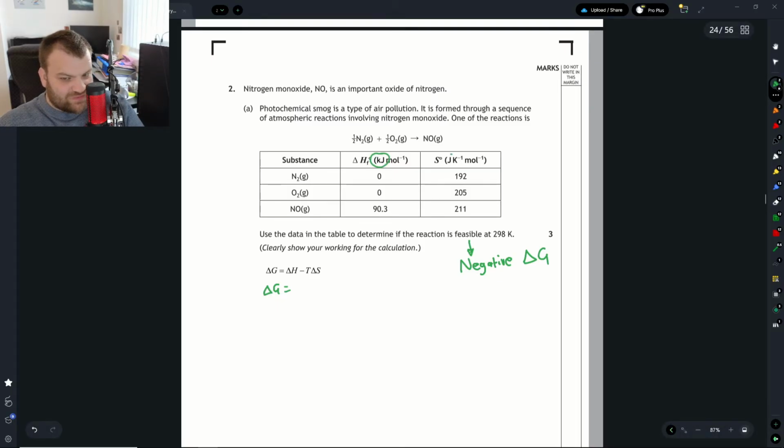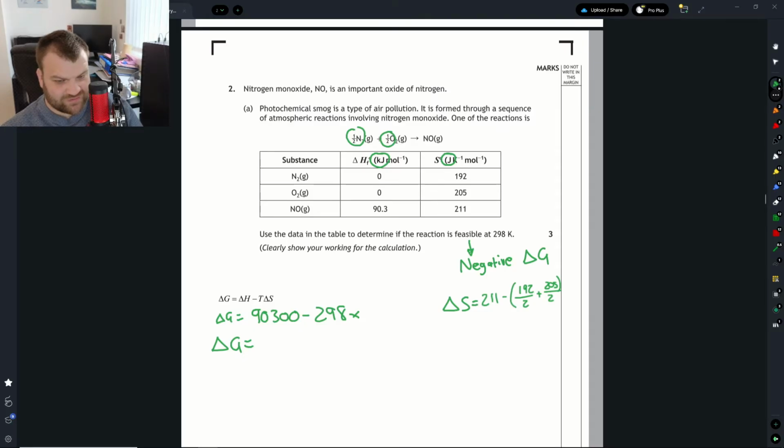When we're doing questions like this, we need to make sure we are either both using kilojoules or both using joules. I find it easier to turn them both into joules. 90.3 kilojoules will be 90,300 joules. Just timesing it by 1,000. We've then got minus T for temperature, 298. Over here, we need to do, again, the products take away the reactants. That will be 211, take away half of 182 and half of 205. And that gives a value of 12.5.